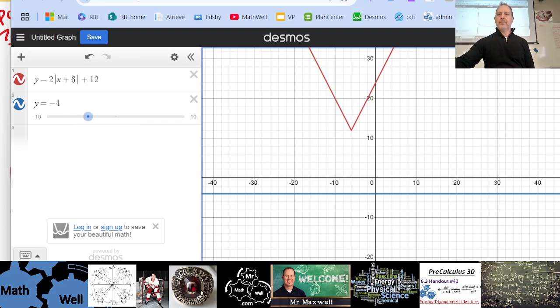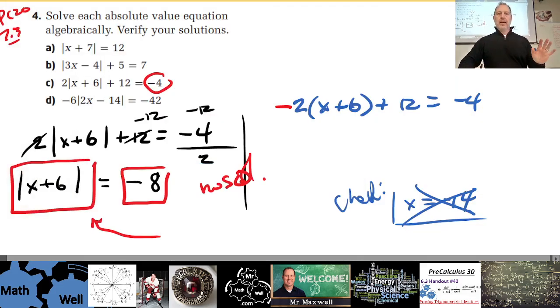All right. Okay. Everybody good there? I would make sure that you solve for the absolute value expression first, and then check that negative, and then move on from there.